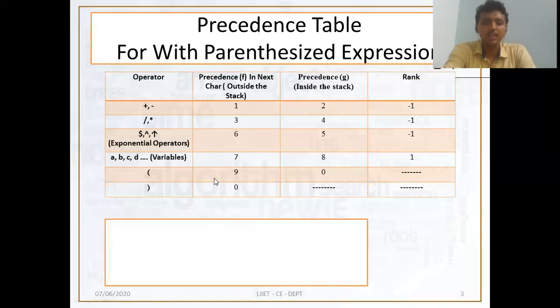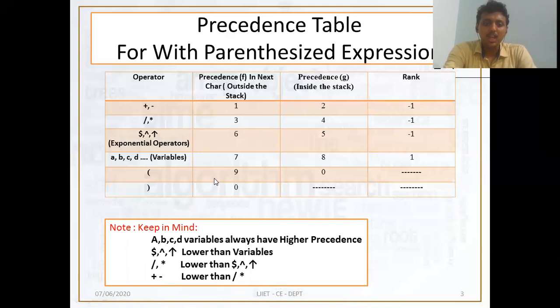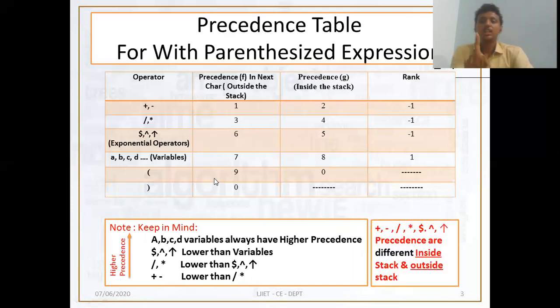Some points to keep in mind: number one, as you go from plus minus to the variables, the precedence becomes higher, same as the without-parenthesized expression. And each and every operator, plus minus division star dollar arrow caret, has different precedence inside the stack and outside the stack. Okay, so let's move forward.